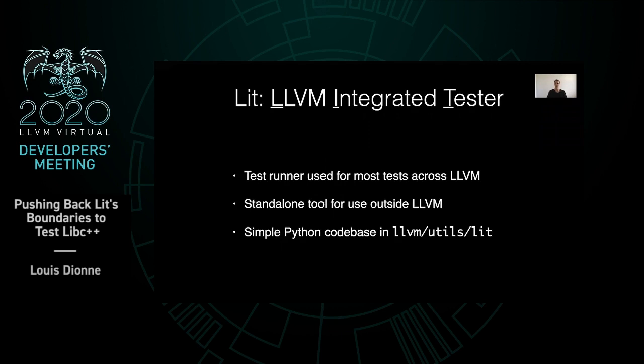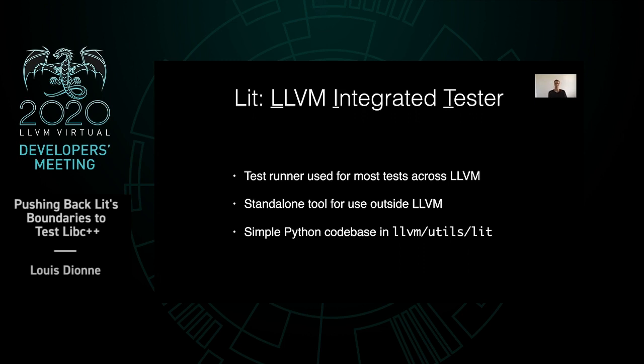So lit is the LLVM integrated tester. It's essentially a test runner that is used everywhere in LLVM. I believe all the projects are using it. It is possible that some do not, but most projects are definitely using lit as a test runner. And when I say a test runner, I mean that it really is just running the tests. It's not defining what the tests are. It's really just like a cradle to run the tests if you want.